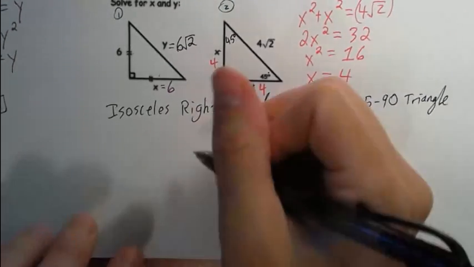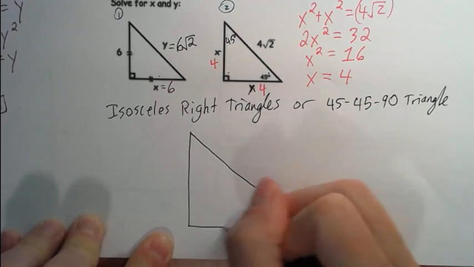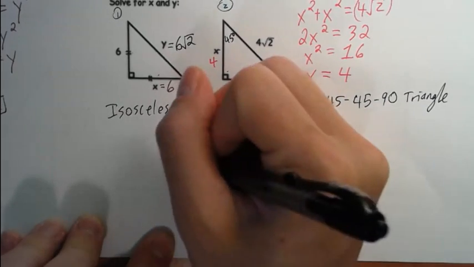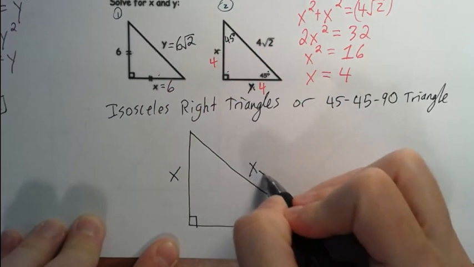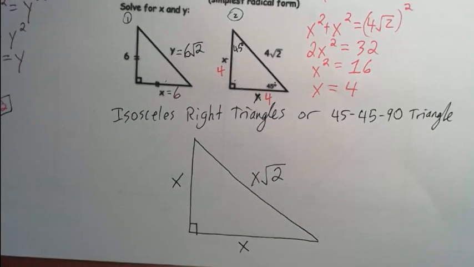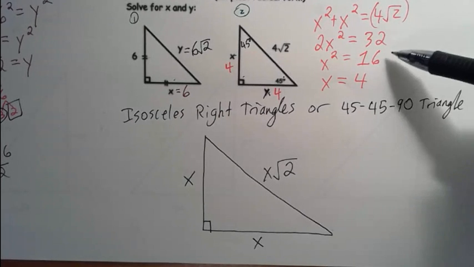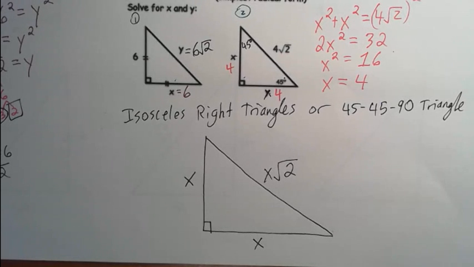And then the pattern that we are going to be using for these types of triangles are going to be basically x, x, and then x times the square root of 2. And we could check to see if that works. X squared plus x squared would have to equal x root 2 squared. And we've kind of already proved that by working backwards up here. And this is the pattern that you would follow in order to solve for the missing sides if you knew you had an isosceles right triangle.